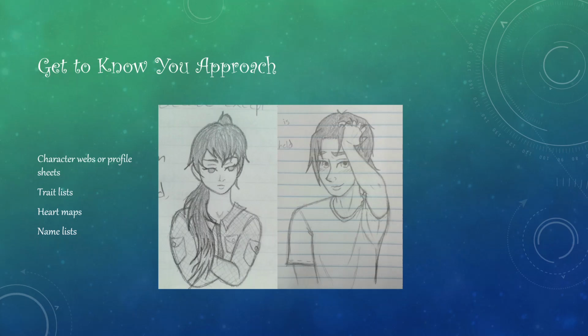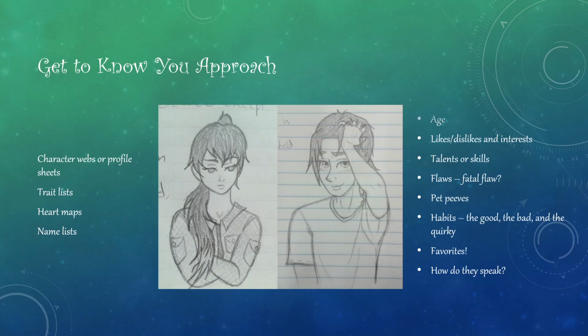I also tend to read through lists of names to find a good one for who I have in mind, but you can go in the opposite direction and start with a name. To get more specific, here are some things you'll want to think about: age, likes and dislikes, interests, talents, skills, flaws, pet peeves, habits, and of course, favorites questions.